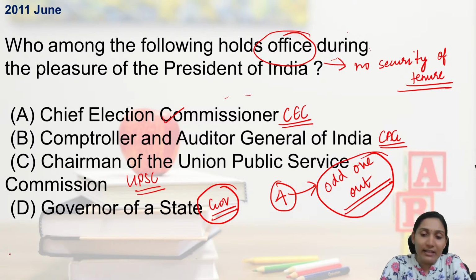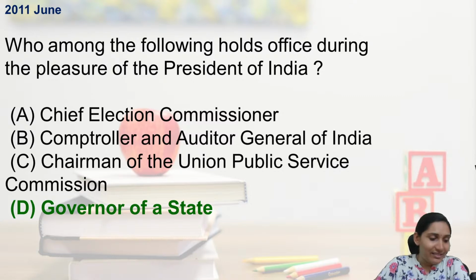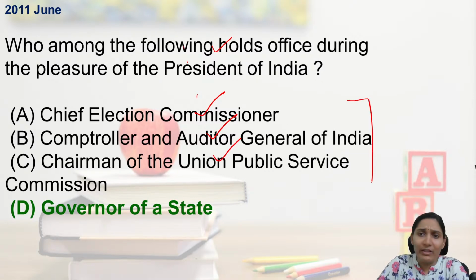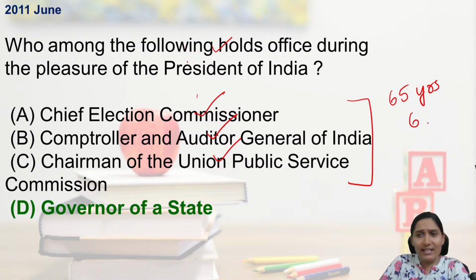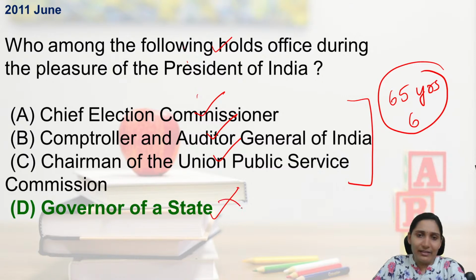Now I think we'll check the answer. Shall we? Okay. Answer is D. So why D is the odd one out? Because CEC, Chief Election Commissioner, then CAG, UPSC Chairman, in all these cases we have seen 65 years or 6 years, whichever is earlier. In case of governor, there is no security of tenure.